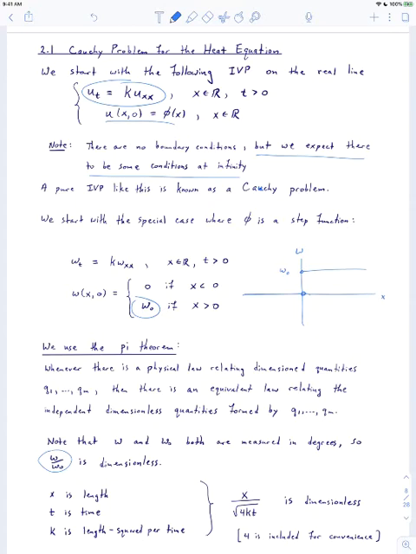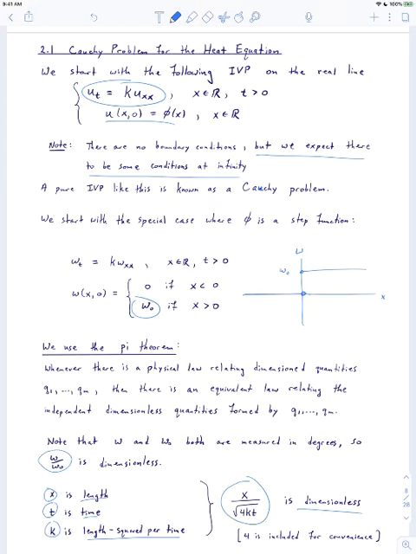So if we look at the other variables here, we have x, which is measured in length, we have t, which is measured in time, and we have our constant k, which is length squared per time. So if you put all that together in this ratio, x to the square root of 4kt, this is a dimensionless quantity. Now here, the 4 is included for convenience. It's not strictly speaking necessary, but it will come up again later in a way that we'll be glad that it's there.